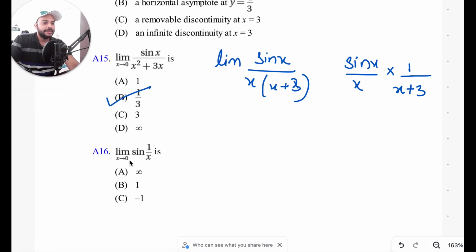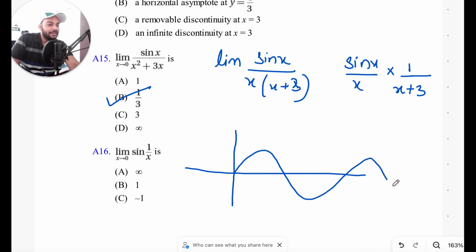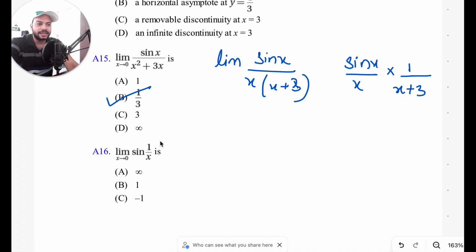Next question. Limit x tends to 0 of sine of 1 over x. As x is tending to 0, 1 over x would be tending to infinity. Sine of infinity is going to be what? Let's see. If I look at the sine curve, it keeps on going. So at infinity, it would still show the same nature which it's showing for any other values. Let's see how to do this one. We took a look at the sine curve.